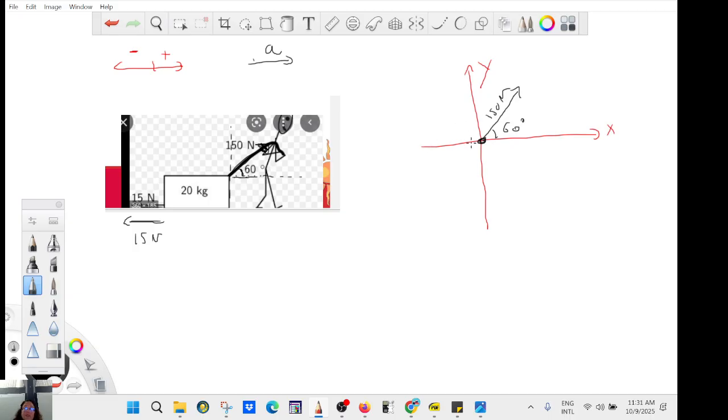Okay, and then you're going to have frictional force here, which is to the left. So that will be 15. Of course, you're going to have the weight straight down. Weight is pulling down, and you push on the ground, so the ground is pushing back on you. But we are focusing along the x-axis.